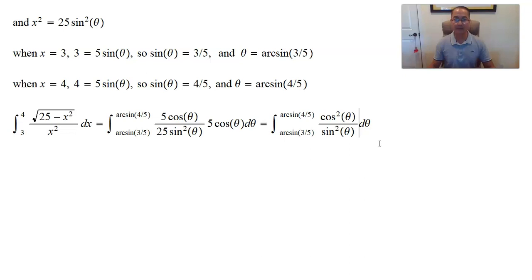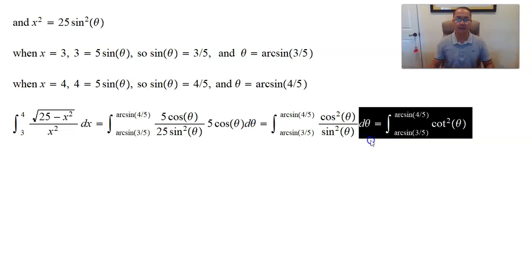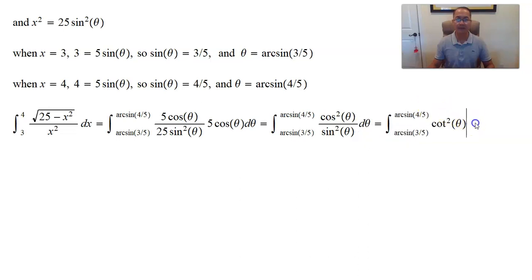I hope you're thinking what I'm thinking. Lunch. No, just kidding. Cosine over sine, that is cotangent, right? So this is the integral of cotangent squared theta d theta. Oh no, do we know the integral? Let me just do that. Do we know the integral of cotangent squared?